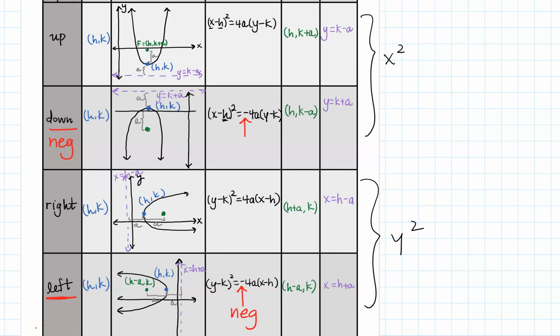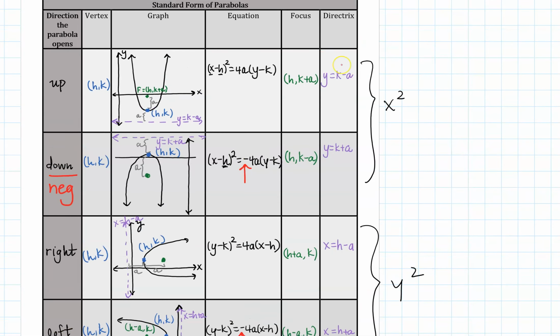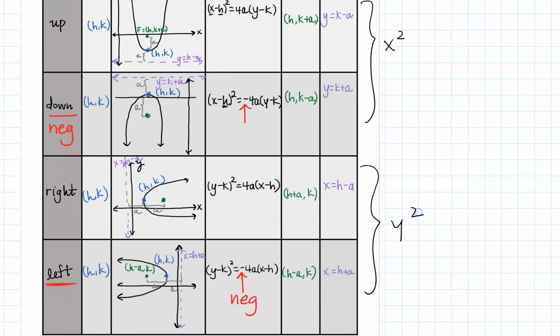And if you can remember that little a is the distance from the focus to the vertex and from the vertex to the directrix, and that the focus is always on the inside of the parabola, that will help you keep your focus and your directrix correct. Last thing I want to mention is when the parabola opens up or down, the equation of the directrix is y equals. When the parabola opens right or left, the directrix is a vertical line, and so its equation is of the form x equals.